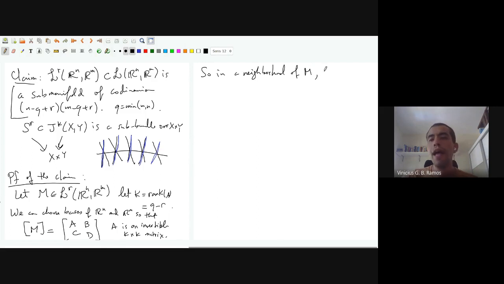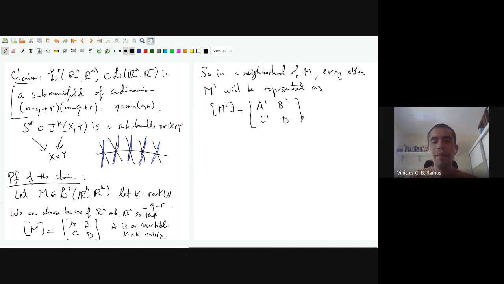Okay, and so in a neighborhood of M, every other element M prime can be represented in the same basis as A prime, B prime, C prime, and D prime, where A prime is still invertible, because the condition of being invertible is open. Or you can think about it as: the condition of being linearly independent is open.